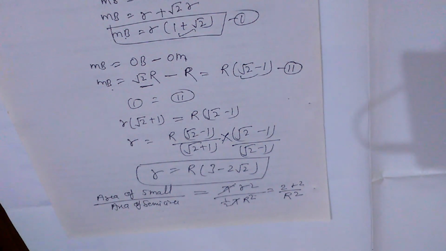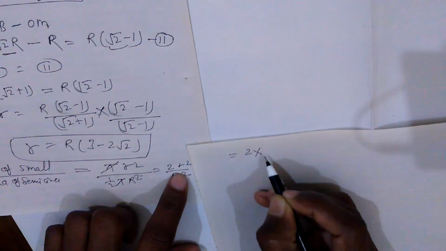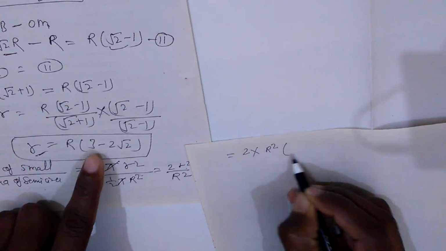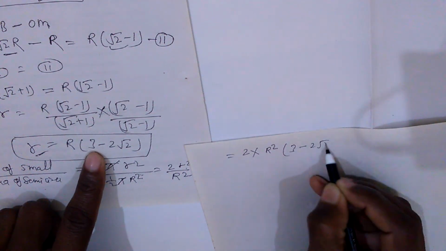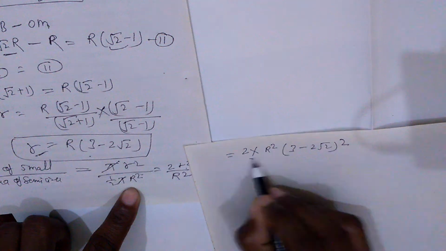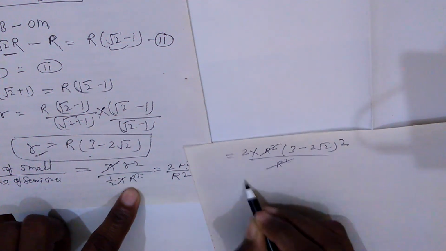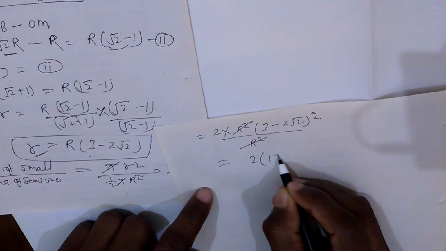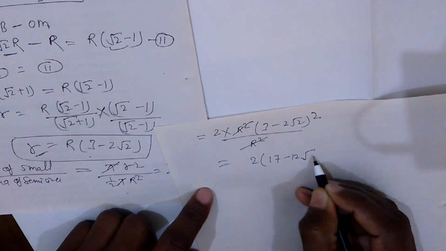And on the next page we conclude that. Small r is the small value, so 2 times capital R square 3 minus 2 root 2 whole square divided by capital R square, and this cancels out and you solve it. Then 2 in simple bracket 17 minus 12 root 2.